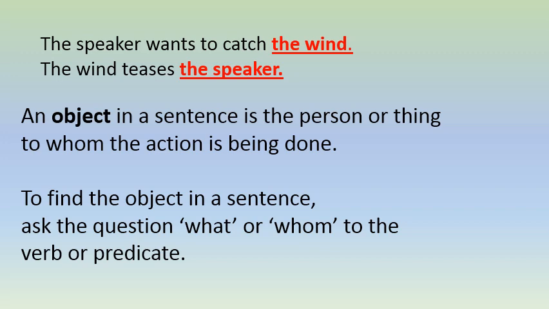Look at the sentences. In the first sentence, action is being done to the wind. And in the second sentence, the action is being done to the speaker. So, the wind and the speaker are the objects of the sentences. Children, to find the object in a sentence, ask the question what or whom to the verb or predicate. Whom does the wind tease? The wind teases the speaker. Alright, children?